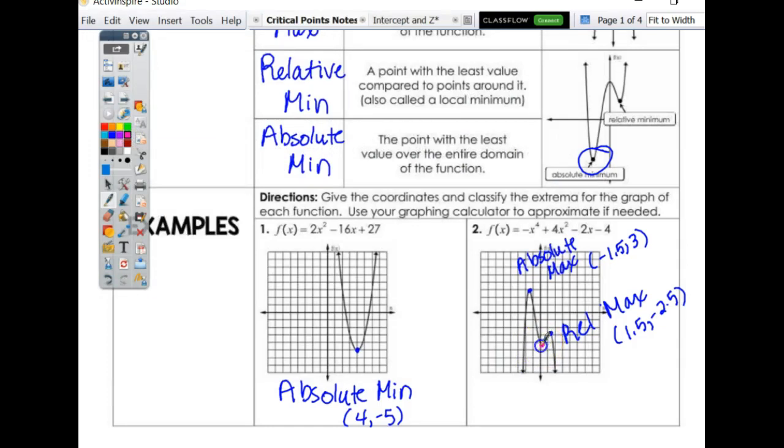Okay, what about this point? Absolute minimum? What are these? What does that mean? It goes to negative infinity. So is that an absolute minimum? It's a relative minimum.